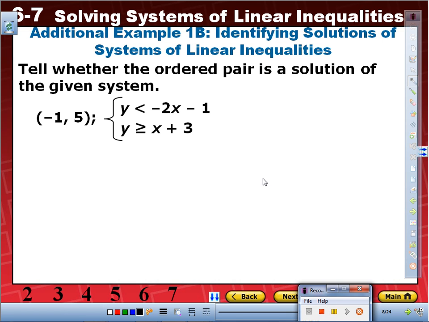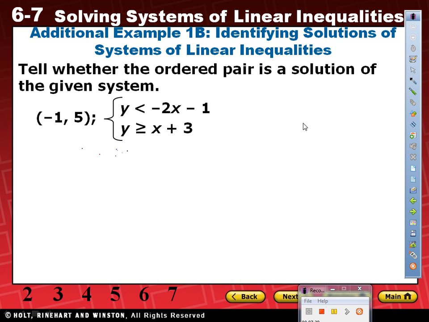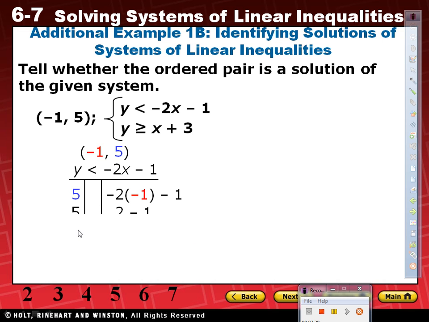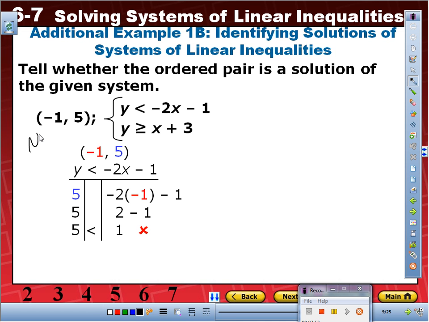All right, here we go. So first things first, I'm going to check the first inequality, which is y less than negative 2x minus 1. So I just rewrite that over here, and I'm going to substitute instead of x, what do I write? Negative 1. Instead of y, I write 5. So therefore you substitute, and you should have gotten 5 less than 1. Is that true? No. So do we need to check the second one? No, we're done. So therefore you just write not a solution. Like I said, in order for it to be a solution, both inequalities must be true.